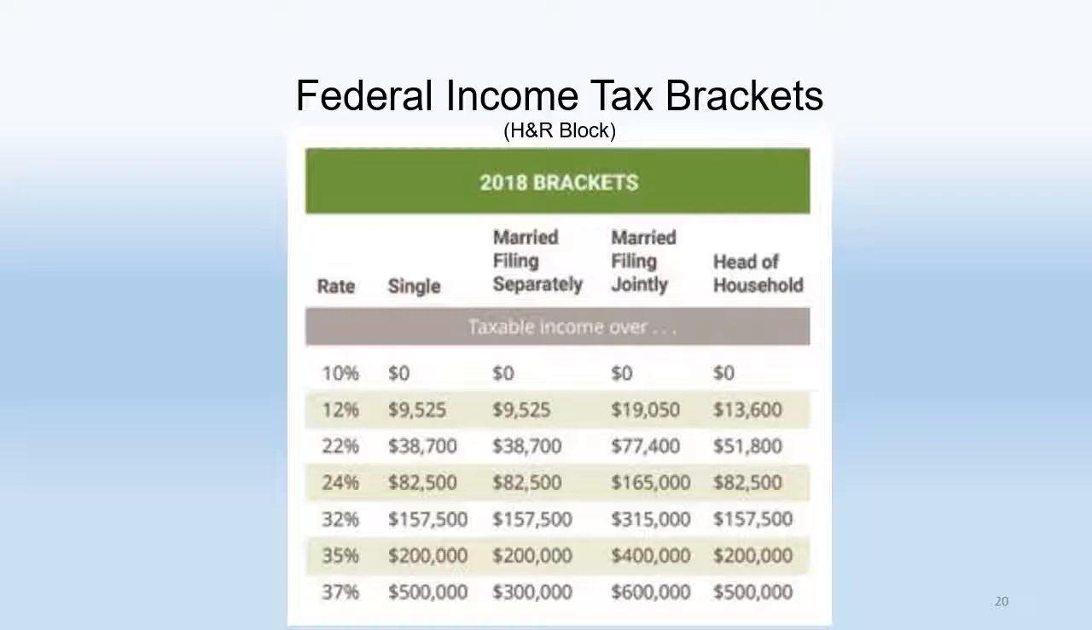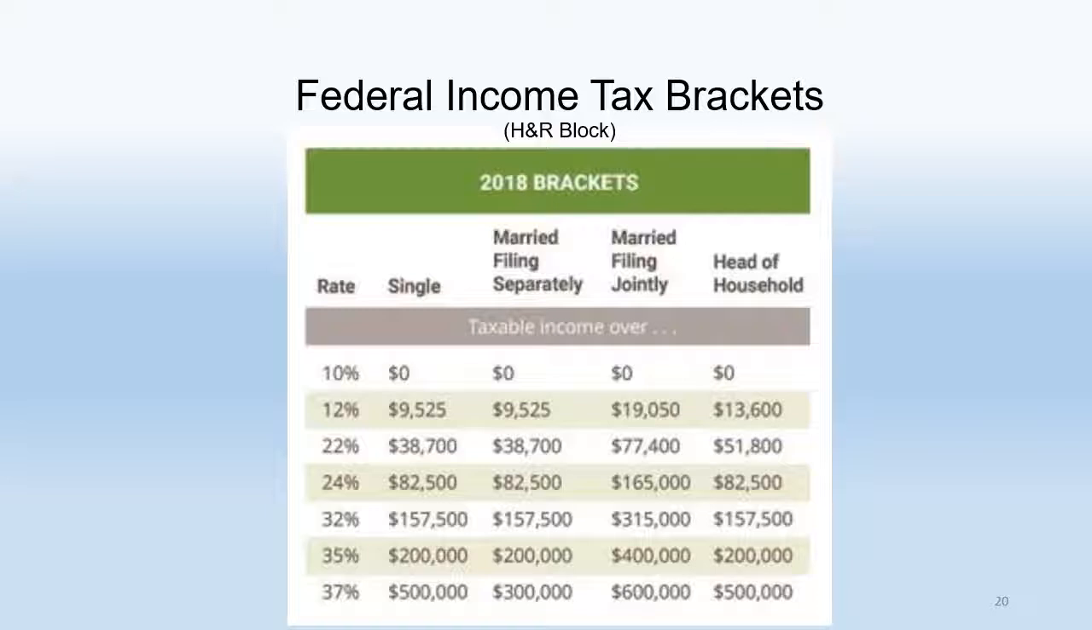As you know, and I think you all know this, we don't really pay 37% tax or 32% tax or 10% tax on all of our income, right? There have been proposals in the past during presidential campaigns to have a flat rate income tax, for example, whereby everybody pays 9% or 12% on all of their income. But that's not how our income tax works, right?